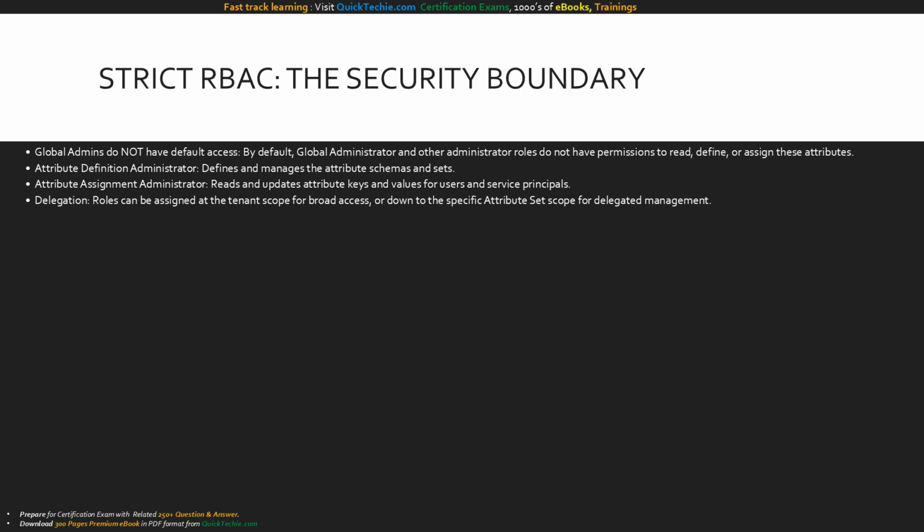Let's walk through this crucial RBAC architecture. At the top left, notice the Global Administrator node. The line connecting it to custom security attributes has a distinct X, highlighting that default access is strictly denied.